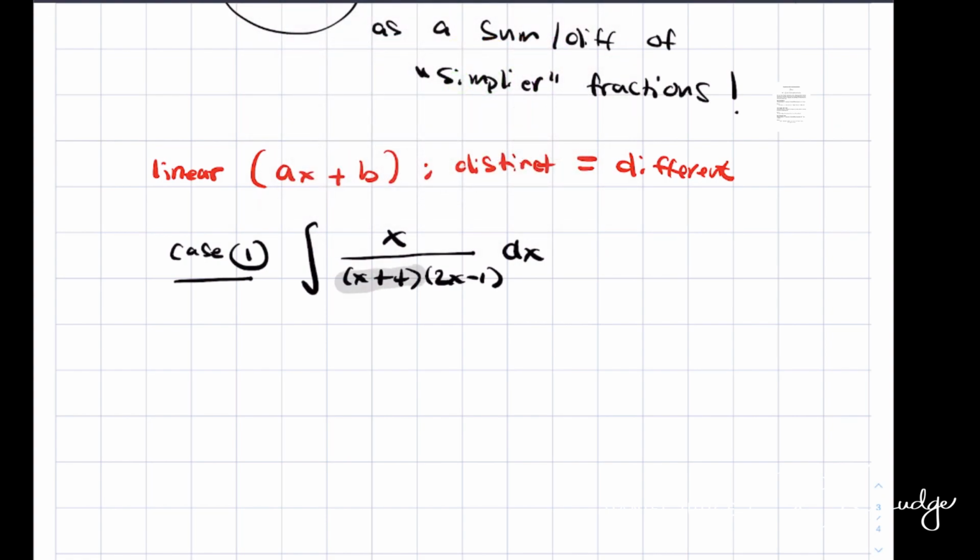x plus 4, well, of course, that's again what? Linear. It's of the form ax plus b. Of course, a is 1 here and b is 4, but that's the point. We have another distinct, different linear factor, and that's going to be 2x minus 1. Here, yes, a is 2, b is negative 1. But the point I'm trying to make here is these are what we call distinct linear factors for your denominator.